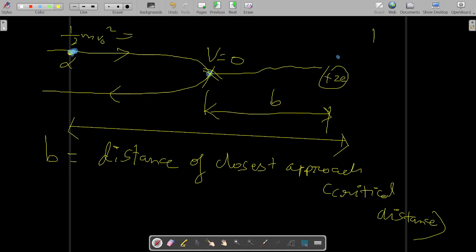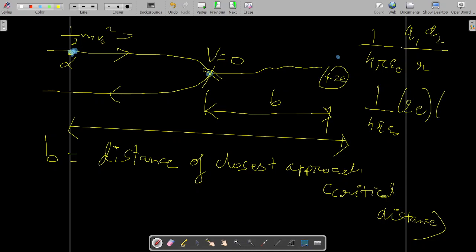Just think classically. 1 upon 4 pi epsilon naught q1 q2 over r is the formula. So what is your q1? q1 is your alpha particle, suppose. So 2e will come. And q2 is your ze, right? And what is your r? r is your b.